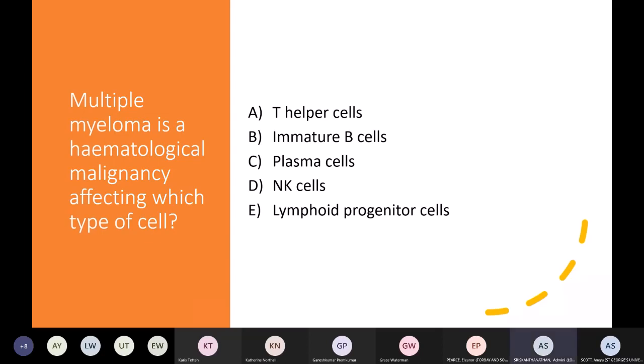Got a couple of C's coming through. Cool. Just give it a couple. Tell me when the answers slow down.